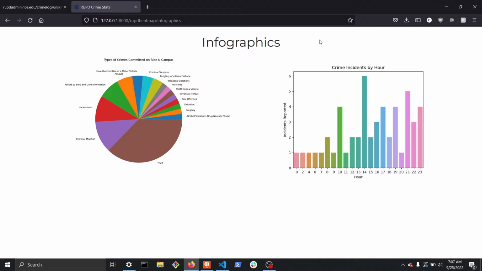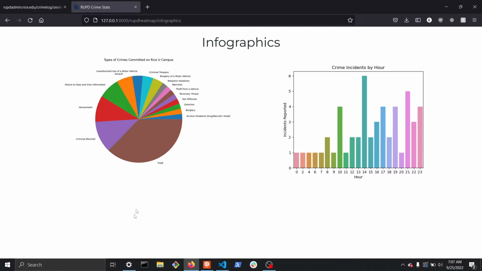We also have a series of infographics that can be viewed on the web page that kind of contextualize the data in some other ways. So for instance, you can see here we have a graph of incidents reported over the last 60 days for each specific hour or specific time throughout the day. You can see a lot of incidents happen midday as well as later at night.